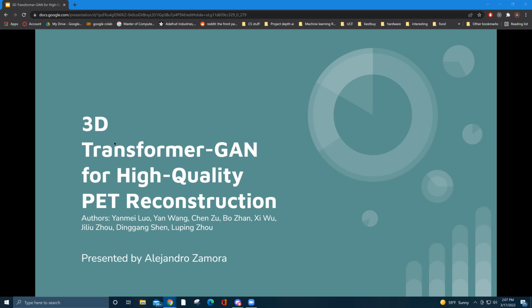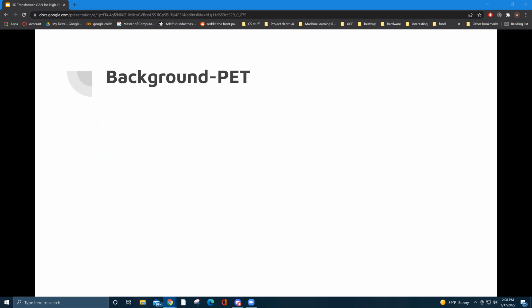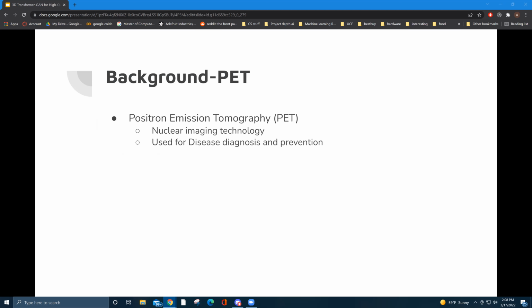So my name is Alejandro Zamora, and I'm presenting 3D Transformer GAN for high quality PET reconstruction. So a bit of background on PET scans. They are positron emission tomography. It's a type of nuclear imaging technology. It is used to diagnose and prevent diseases. Its output is a type of 3D image.